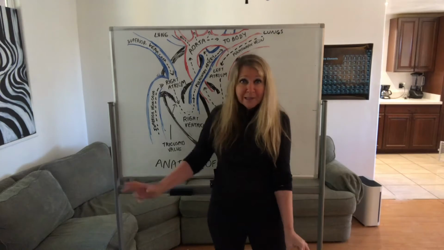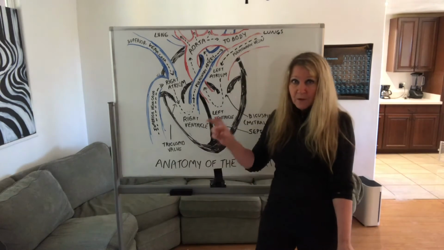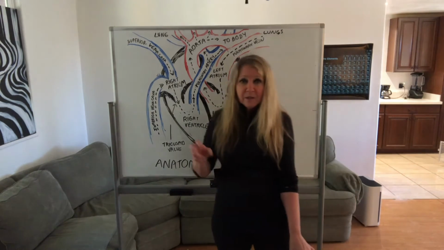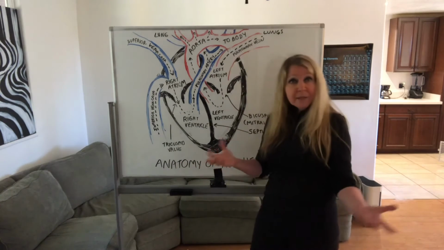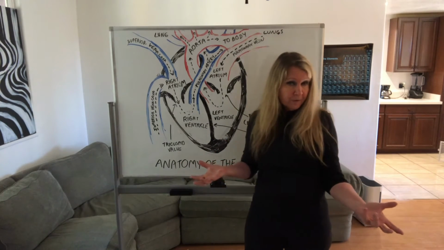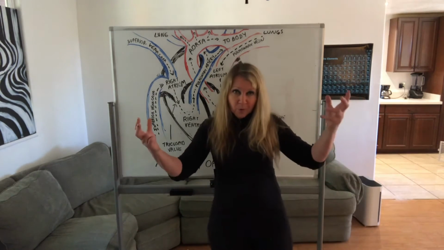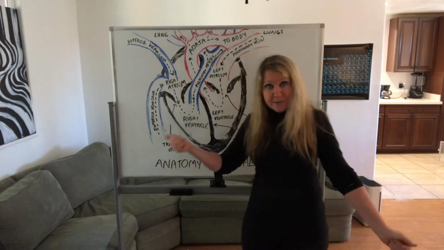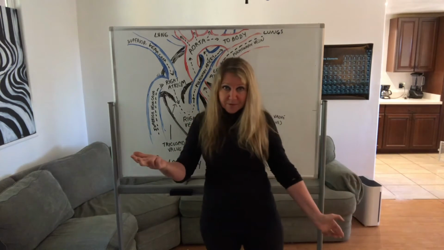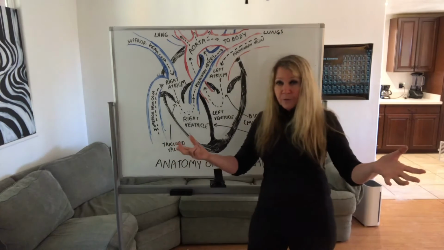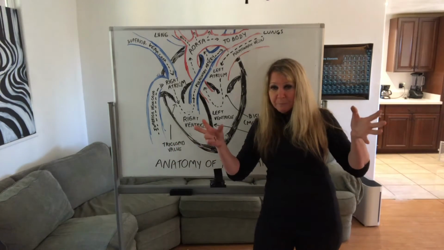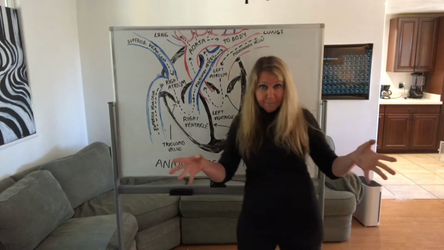And then we have platelets. So platelets are also in your blood, and they are involved in clotting. So you don't bleed to death if you cut yourself. So those are the three main types. You got red blood cells, white blood cells, and platelets. And those are the three main types of blood cells in your bloodstream.